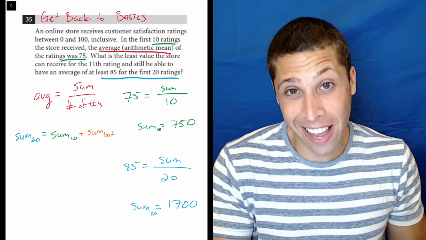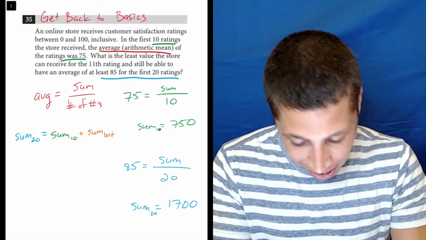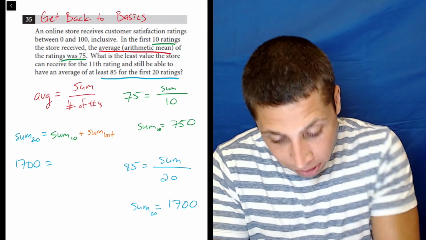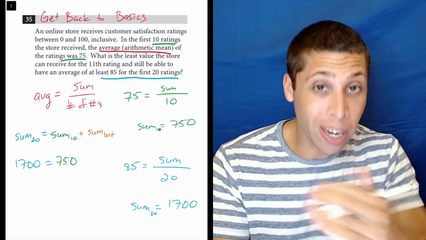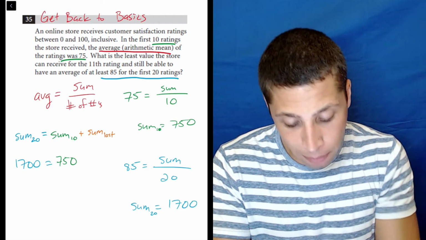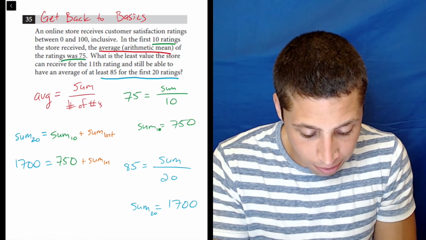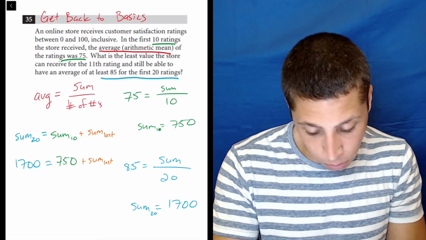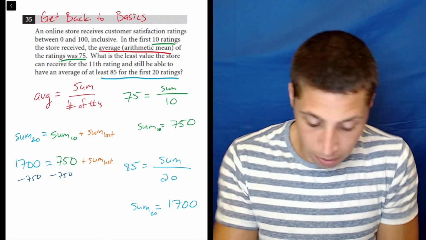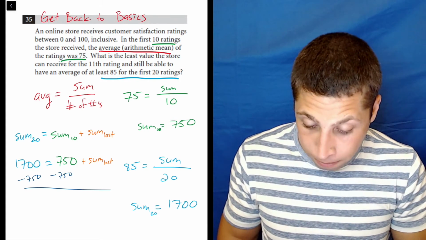So we know two of these things, right? This is similar to what we just did before. If we know two pieces of a formula, we can kind of figure it out. So, okay, the sum of the 20 is 1,700. We know the sum of those first 10 is 750. I don't know what any of those individual ratings is, but I don't care. That's not my task. My task is to focus on the 11th rating, so that's going to be in this other piece. So we do some subtraction. Minus 750, minus 750. And I could probably do this in my head, but why bother? 1,700 minus 750 is 950.